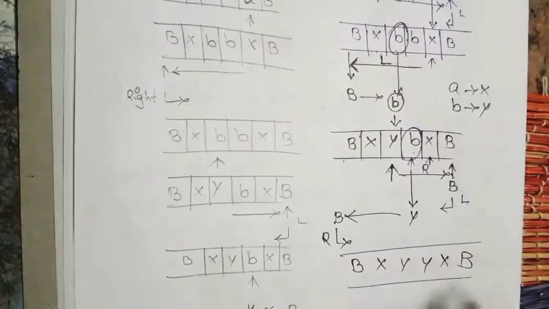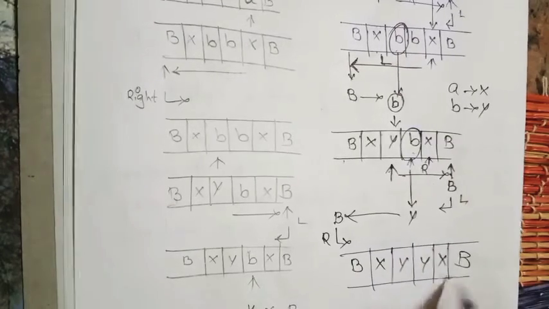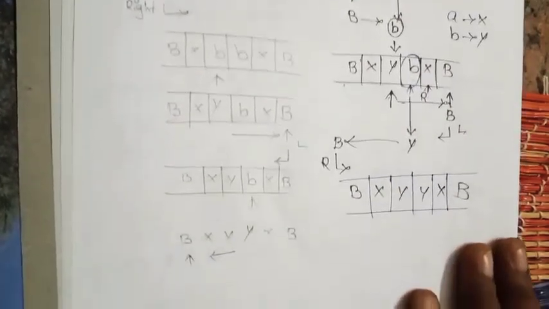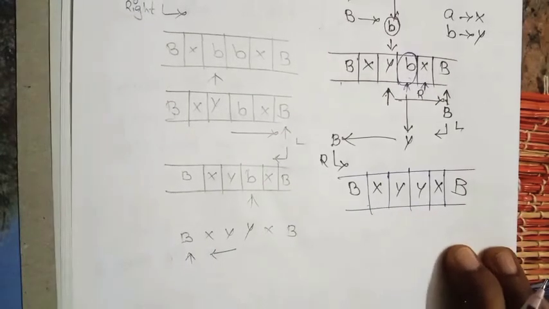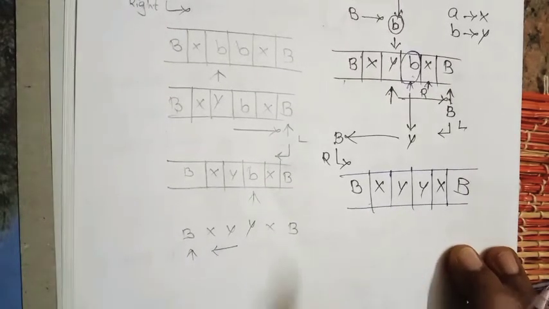This is the form, guys. That means none of the A's and B's are remaining still. So they all are changed to the X and Y. This is our Turing machine, guys.